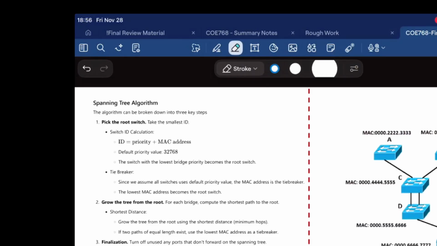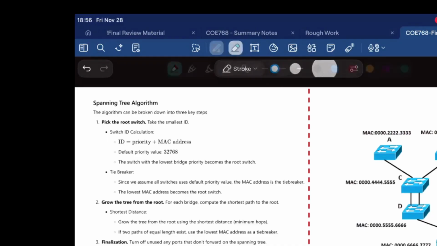So this next part, I would probably expect a lot of theory, as well as maybe one or two practical questions based on the professor's statements from last week. First, the spanning tree algorithm.